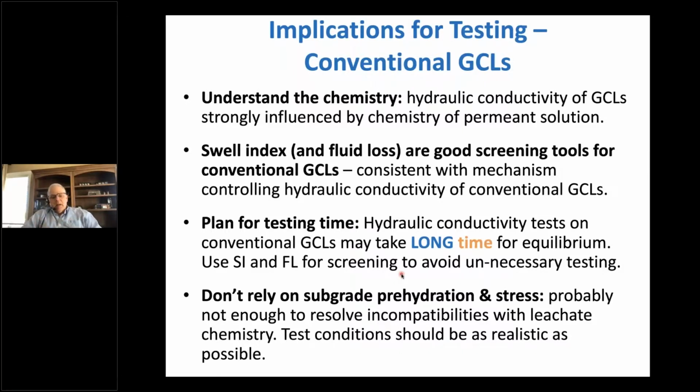And I wouldn't rely on subgrade prehydration. That's done in some cases. I don't find that there's a lot of efficacy in that. The stress reduction can be important, but that tends to be about a factor of 10. So if we end up with a GCL that's very permeable, even a higher level of stress probably isn't going to remedy that condition in a significant way. I tend to run most of our tests at about 20 kPa. And if I get a good outcome from 20 kPa, I feel confident in the application and other levels of stress as well.